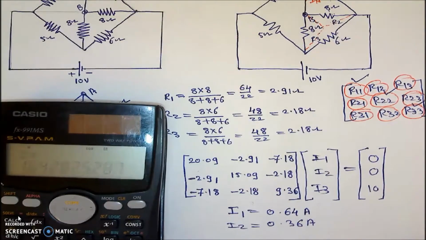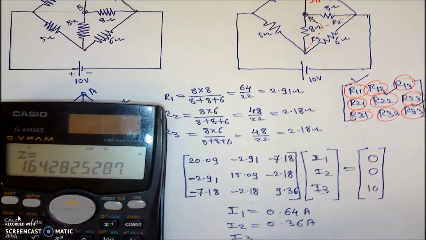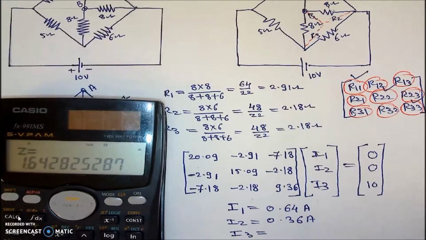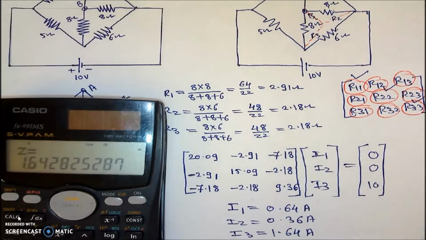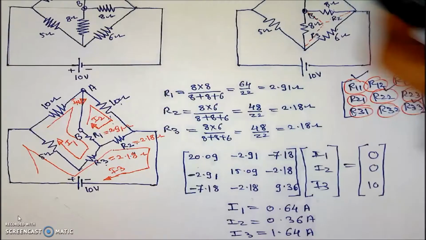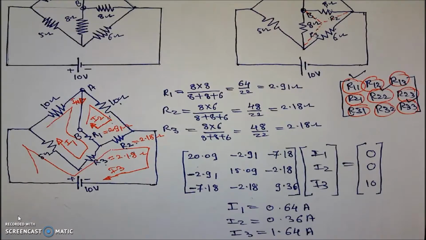Then if we look at the third value, I3, it is found to be 1.64 amperes. Now we have all these values, I1, I2 and I3. Now we will calculate Norton's current.